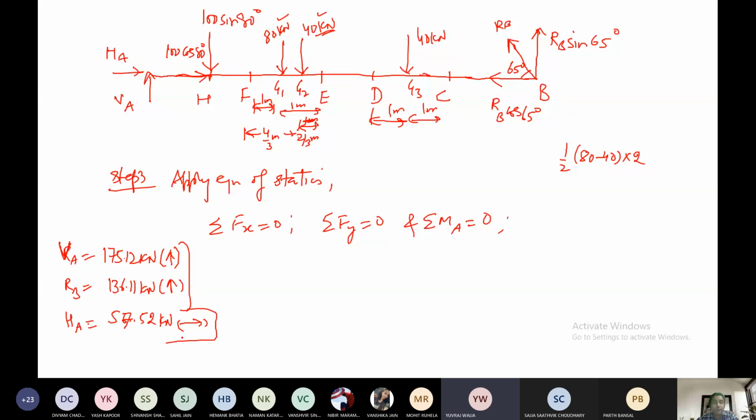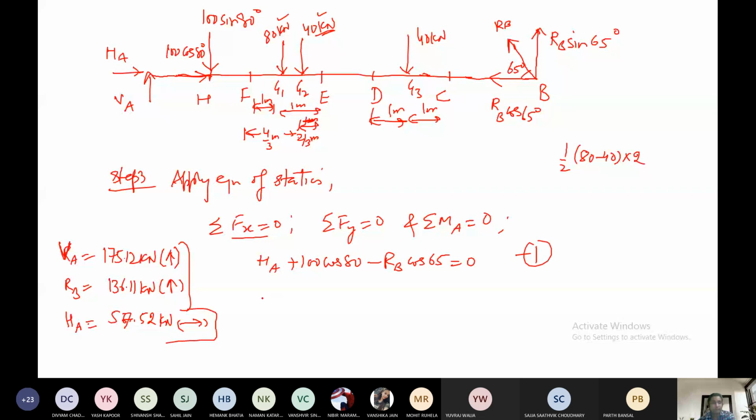Listen, if you're getting different values, I can't help it, because you have to apply the equations of statics and you have to use the calculator. If you are not applying the equations of statics correctly, then the answer will be different. So let me go for the summation Fx first. Summation Fx will be HA plus 100 cos 80, and what is the other force here? Minus RB cos 65. This is equation number 1.